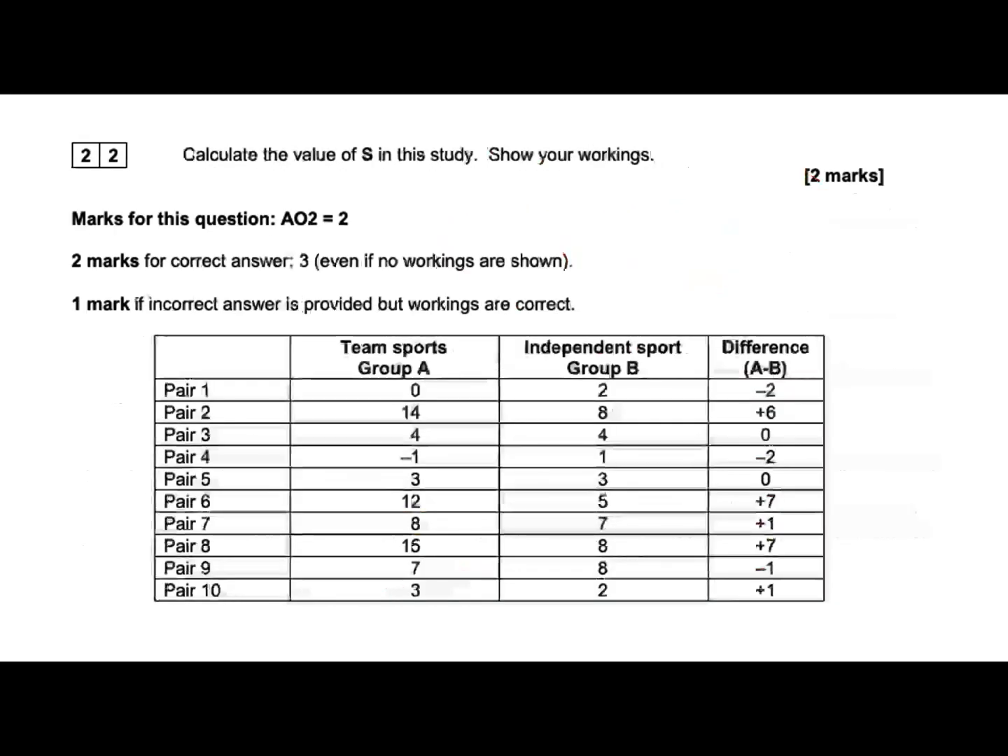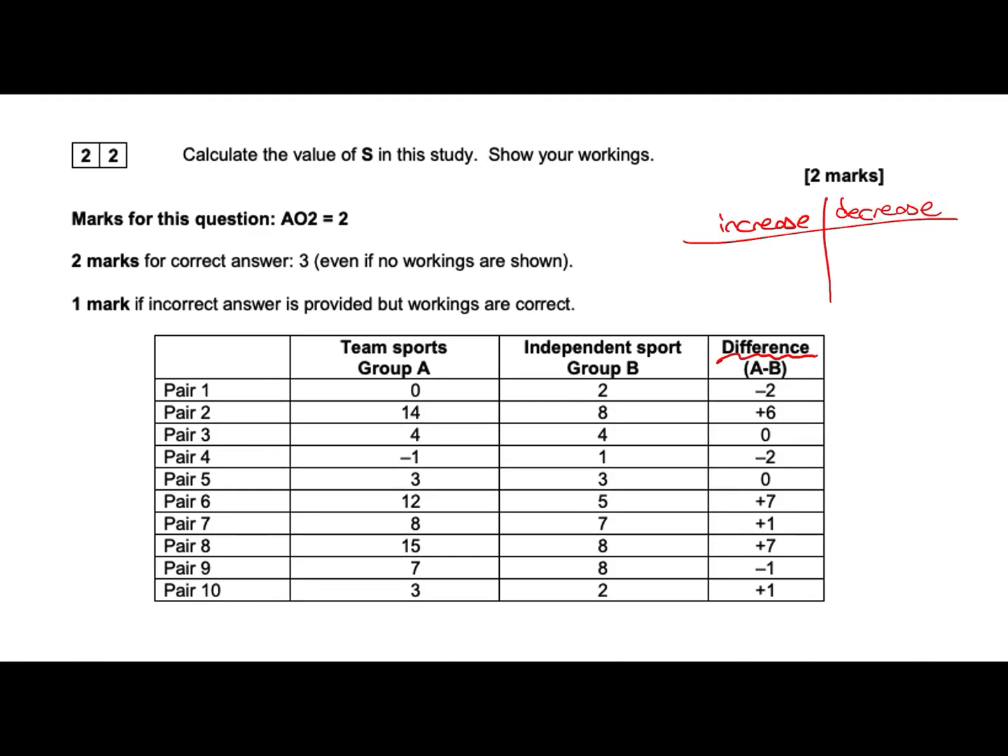Question number 21, calculate the value of S in this study and show your workings. Many of you need to review your notes and the videos on the sign test. So in the sign test, what we're always trying to do is add up the number of improvements from time A to time B, and the number of people who decrease in terms of level of happiness. So I would try and do this as systematically as possible and go through the table and actually tally this up.